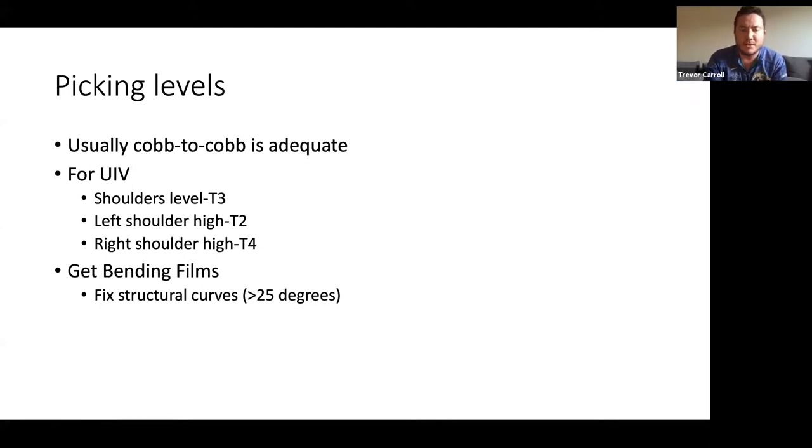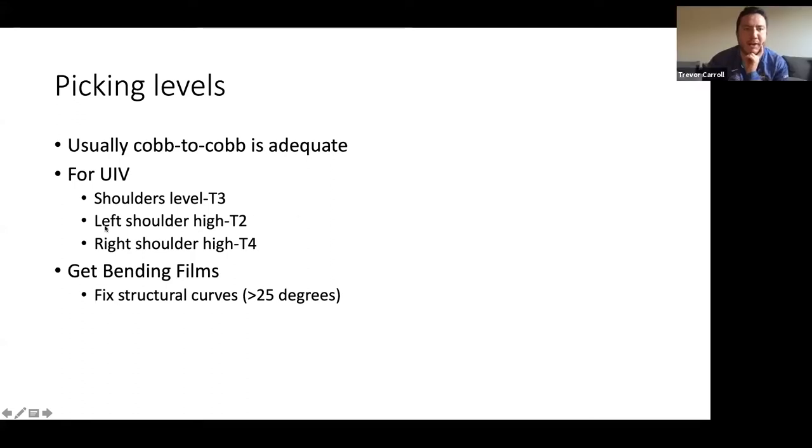Picking levels, I guess these are just kind of take-home messages. Usually the cob-to-cob is pretty good, but other things to think about for your upper instrumented level: if their shoulders are level, then you can stop at T3. If the left shoulder is high, then you go up to T2. If the right shoulder is high, then you go to T4. And then really, you just get the bending films and correct anything that stays over 25 degrees on the bending films.